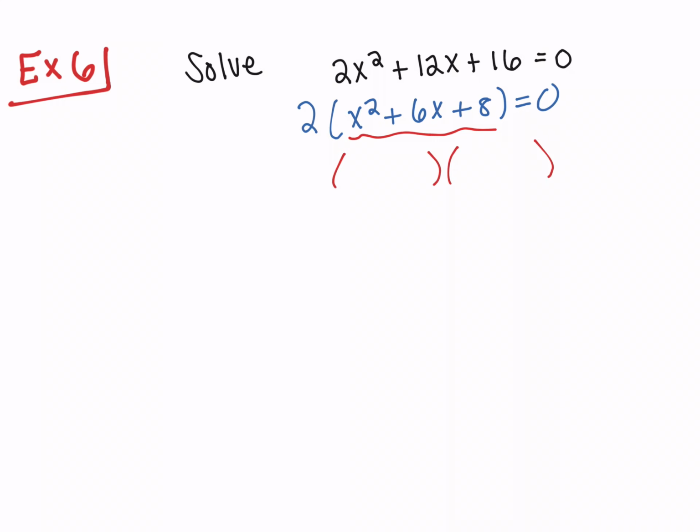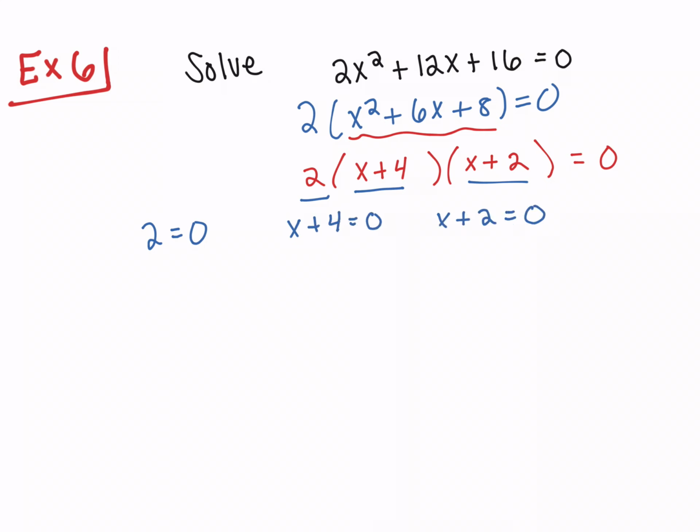So what 2 numbers multiply to 8, add to 6? It would be x plus 4, x plus 2. We still have the 2 in the front. It would equal 0. Now, we still have to technically set every single factor equal to 0. So we have 2 equals 0, x plus 4 equals 0, and x plus 2 equals 0. Now, 2 equals 0, that doesn't even make sense. So that's not a solution. That is kind of just irrelevant.